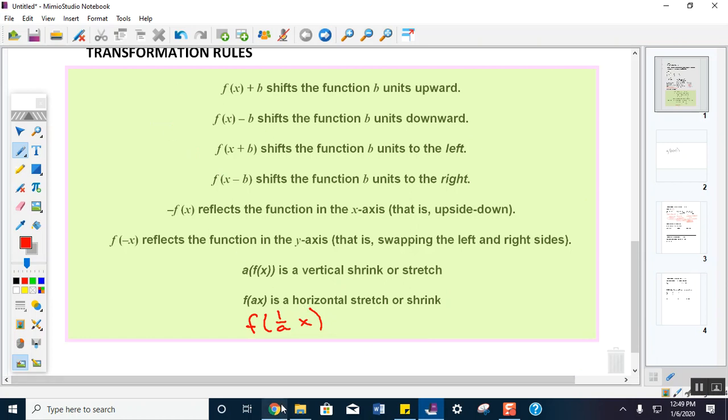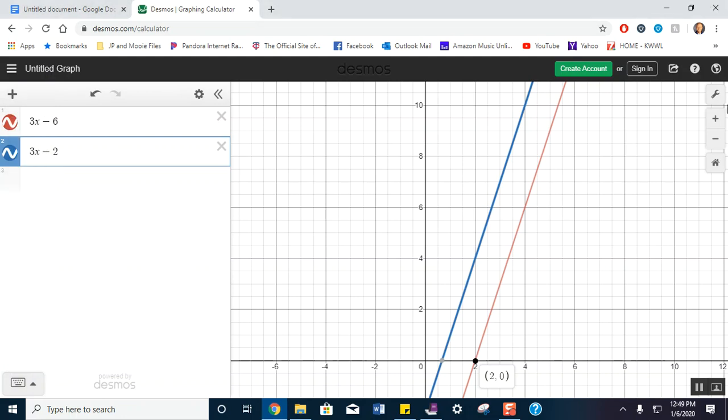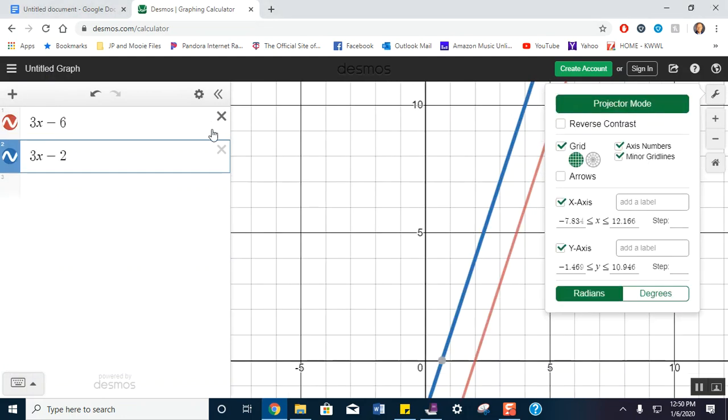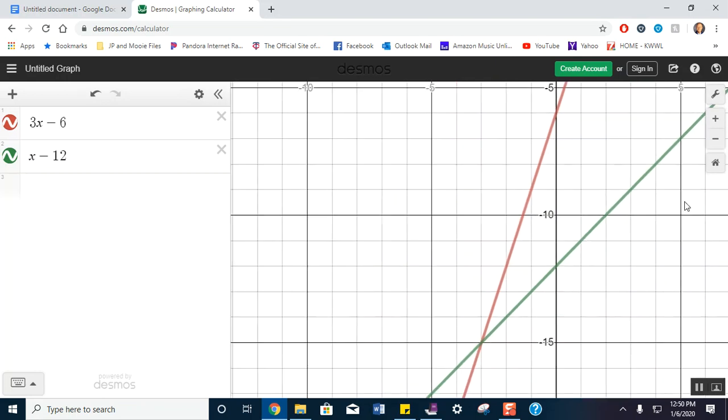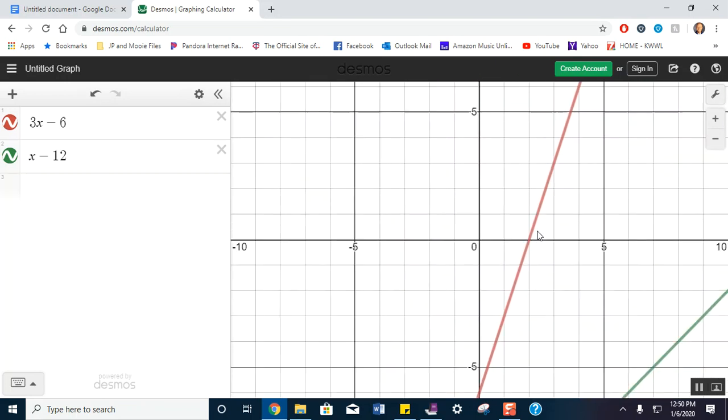Okay, let's graph this puppy. What did we start with originally, kids? 3x minus 6. So there's my 3x minus 6. What did we come up with? x minus 12? Yeah. I'm going to pick on some points here, kids. Let's do this point right here, 0, 2. How far away from the origin is 0, 2? Okay, so that point should be stretched by 3. So what's 3 times that distance of 2 from the origin?